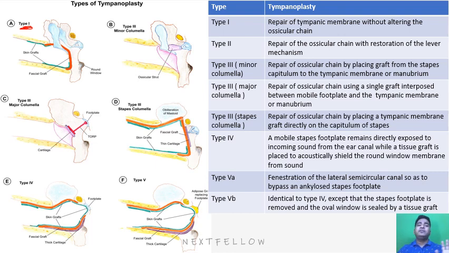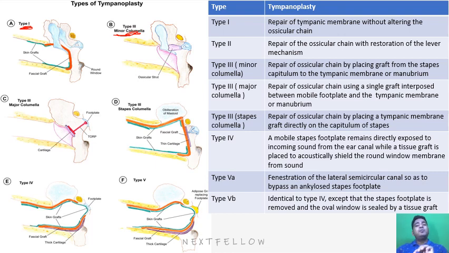Then comes type 3, which is again divided into three parts: type 3 minor columella, type 3 major columella, and type 3 stapes columella. Now look at this diagram. Type 3 minor columella. Suppose there is an erosion of the incus bone and the long process of incus is eroded. So I will just remove that necrosed part of the incus bone, or I'll completely remove that incus bone. So the lever mechanism is disrupted.